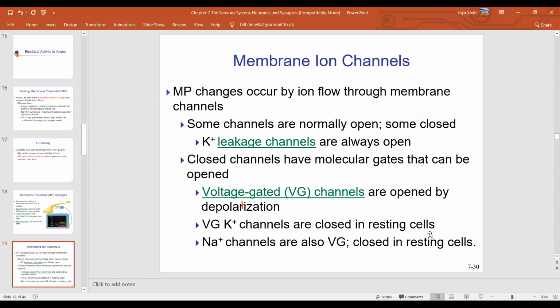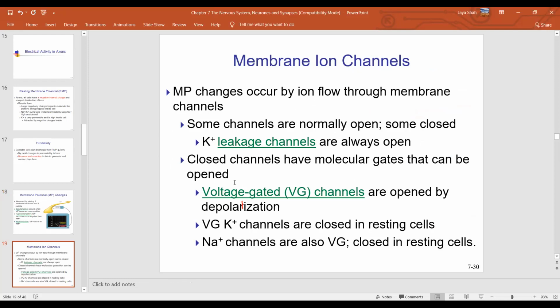Okay. Membrane ion channels. Membrane potential changes occur by ion flow through the membranes, as I said earlier. Some channels are normally open, some closed. On the axon's membrane, potassium leakage channels are always open, and closed channels have molecular gates that can be opened.